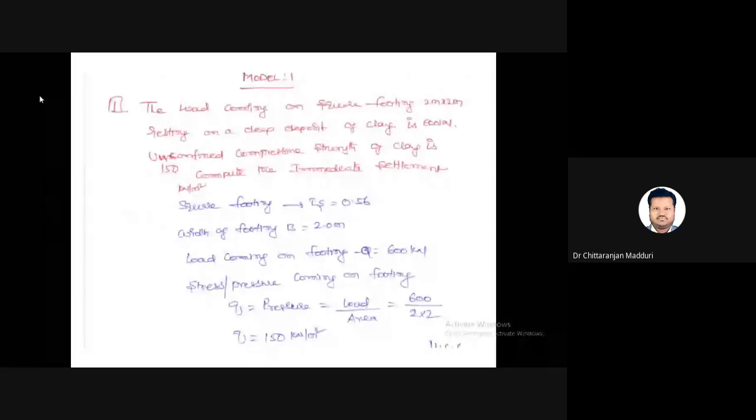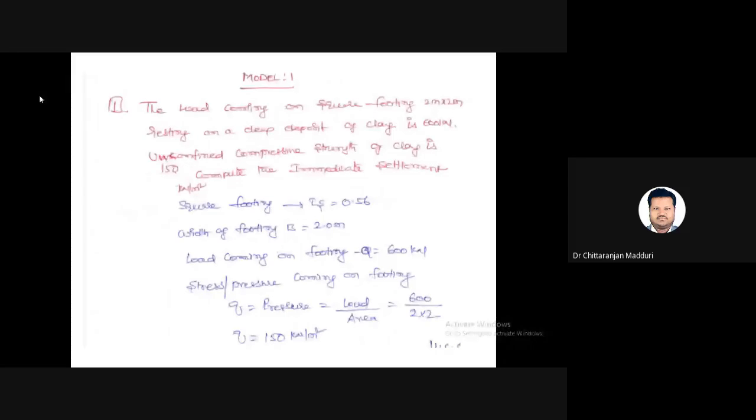So it is a clay soil. The load coming on the clay soil is 600 kilonewtons. The square footing size is 2 meters by 2 meters. The unconfined compressive strength of clay is 150 kilonewtons per meter square. This is a square footing. The influencing factor may or may not be given in the problem.